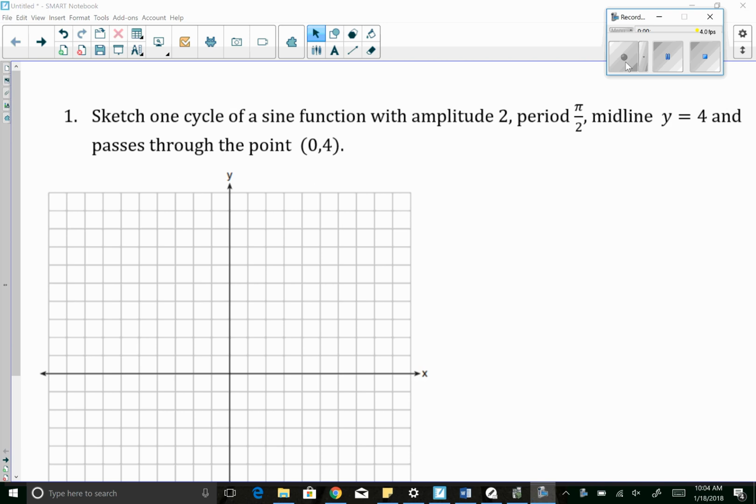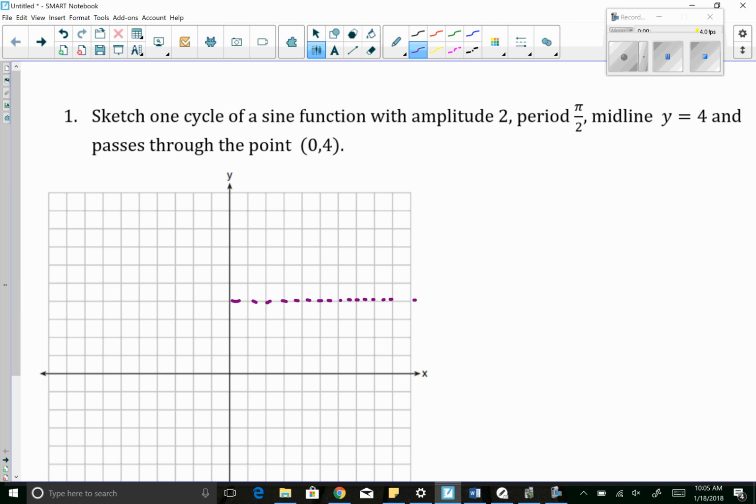an amplitude of 2, a period of pi over 2, midline of y equals 4, and passing through the point 0, 4. So the first thing we want to do anytime we're graphing one of these is to sketch in or draw in the midline. So if we draw in the midline here, I'm just going to make a nice little dotted line here to show the midline, because again, it's really just a point of reference.